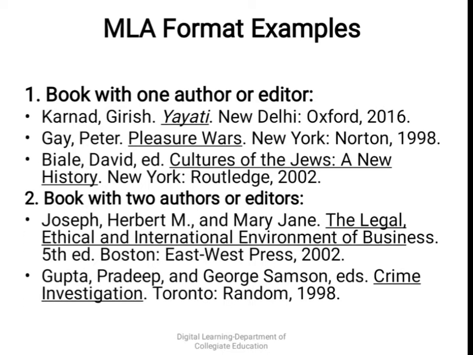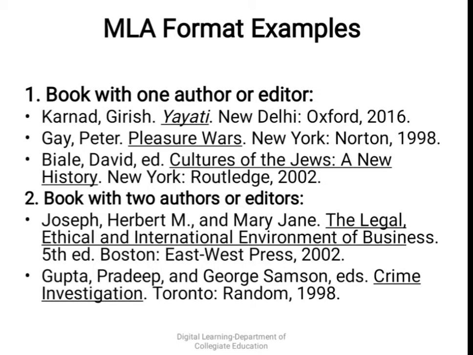If it is an edited text, then you write the editor's name, surname first and then the name as usual. Then you mention ed. in small letters and put a full stop. Then the title, Cultures of the Jews, subtitle, A New History, place of publication New York, publisher Routledge, 2002, the year of publication. If the book is written by two authors or editors, how do you make a bibliography entry?